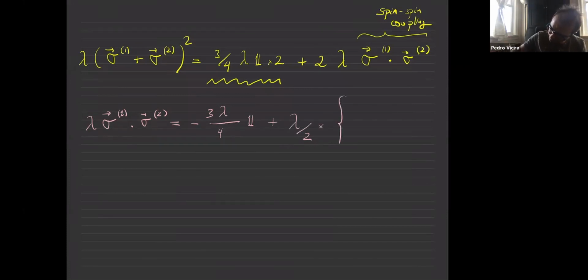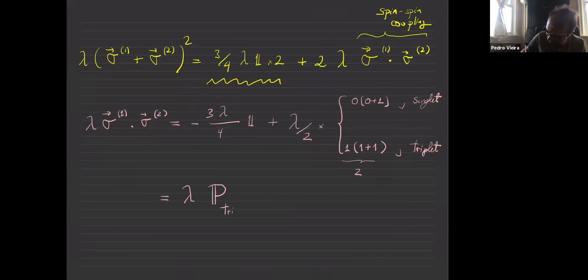What's the total spin? The total spin will be 0 times 0 plus 1 if the state is in a singlet. Acting on the singlet, it gives this. And acting on the triplet gives me 1 times 1 plus 1, just measuring the total spin. 0 times 0 plus 1 is 1, and this number here is 2. And so we conclude that the result gives me lambda if I project into the triplet state. And if I am in the singlet, the last term doesn't give me anything. And then there is the identity.